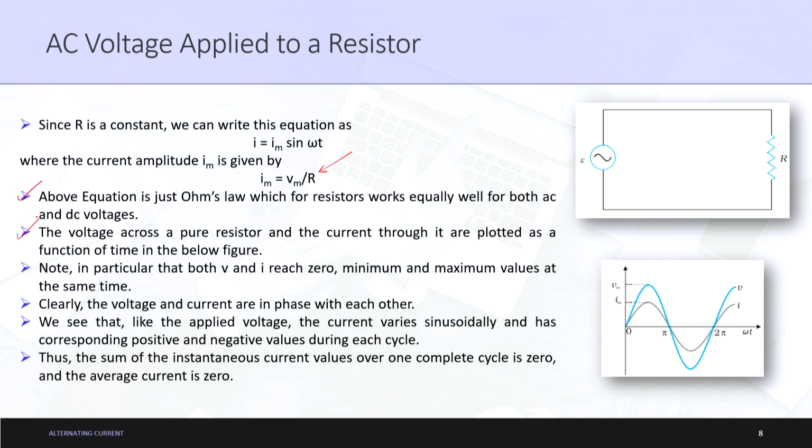Okay. Next thing is the voltage across a pure resistor and the current through it are plotted as function of time as shown in the figure. So, as you can see here, this blue figure will be the waveform or the graph for the variation in the value of voltage with time, and as the current Im is nothing but Vm by R, which is a little smaller than Vm, current can also be obtained in the same waveform. Okay.